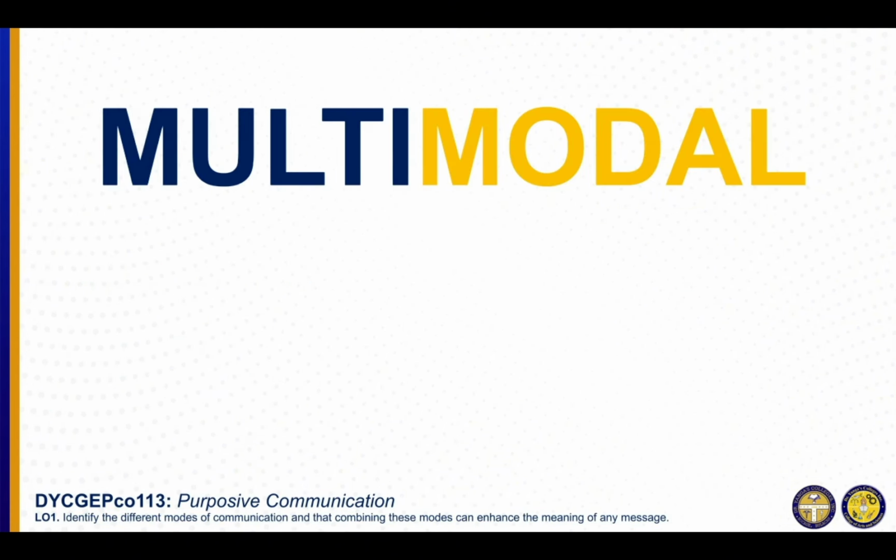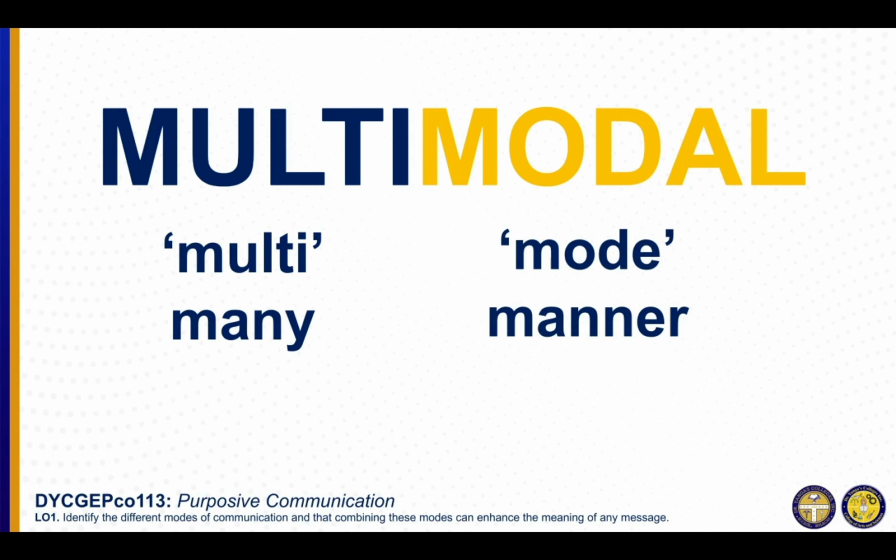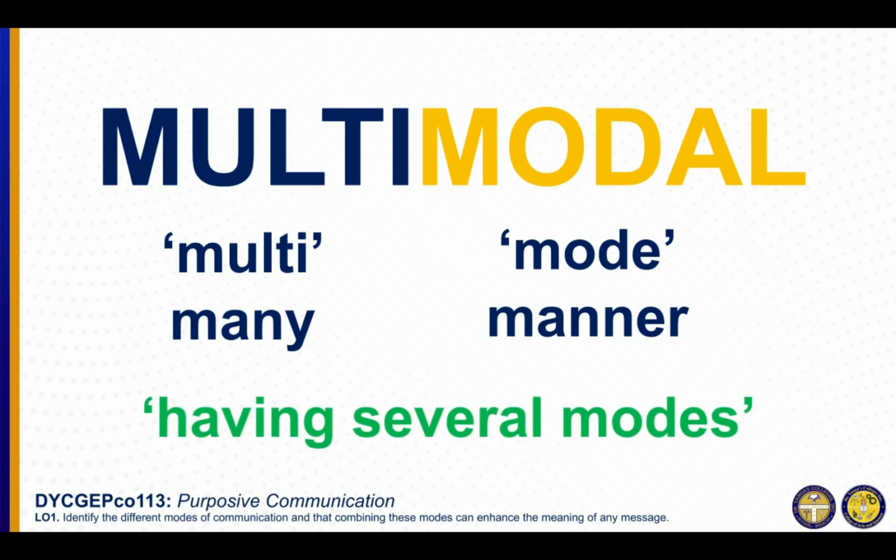Before we tackle the different modes of communication, let us first dissect the word multimodal. The prefix multi simply means many or several, while the word modal comes from its root word mode, which means manner or ways, paraan. So, simply put, multimodal means something of many manner, something of many ways, or having several modes. Therefore, this discussion will be focusing on texts that use multimodes or several manners in their communication.